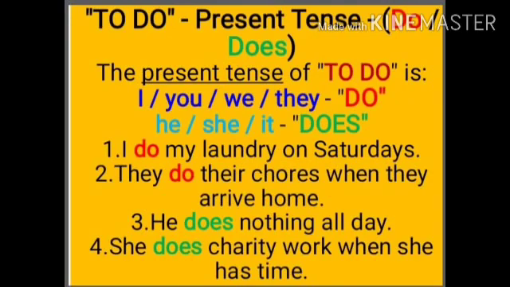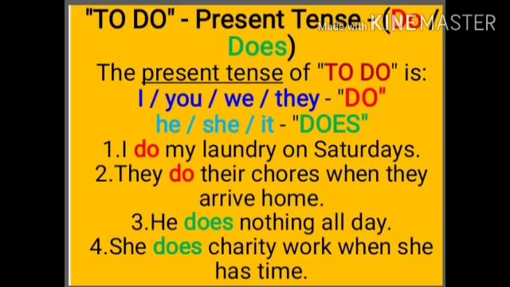Let's see how to use the verb do or does. Do and does are present forms of the verb do, which is used in present simple form with the subjects first and second person singular and all the plural forms of all the three persons, which is I, you, we, they. We use do, and does is used in the case of third person singular, which are he, she, it. Look at these examples. I do my laundry on Saturday. Here I is first person singular, so we have used the verb do.